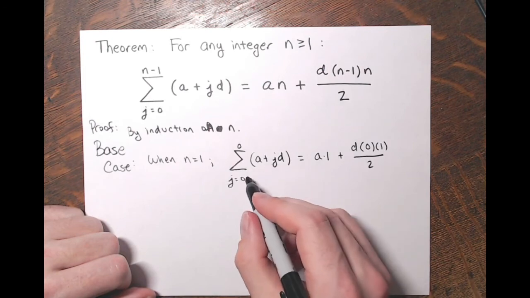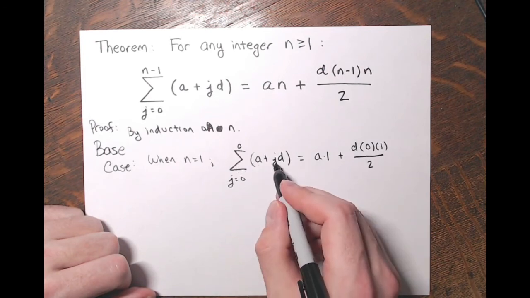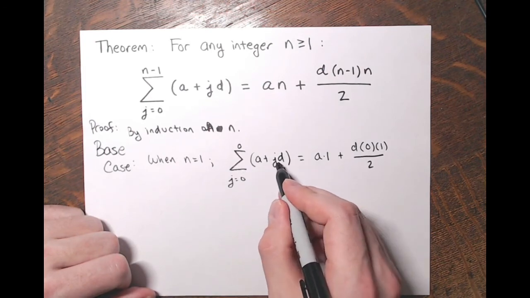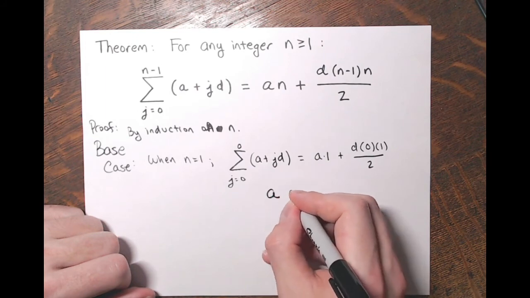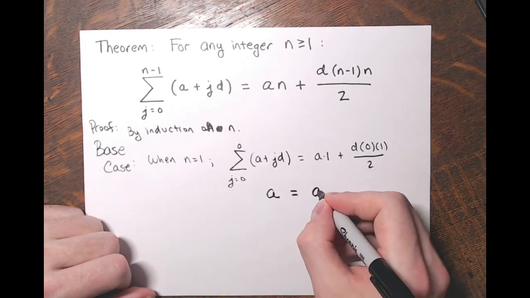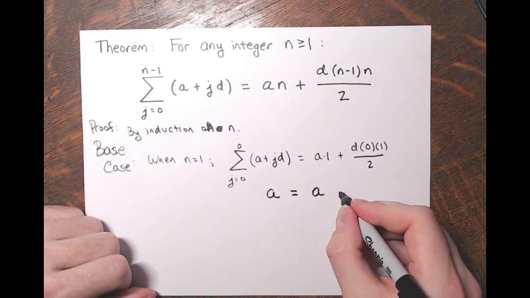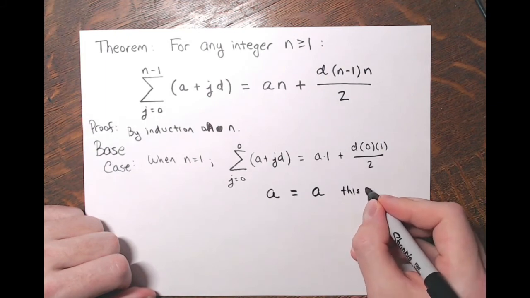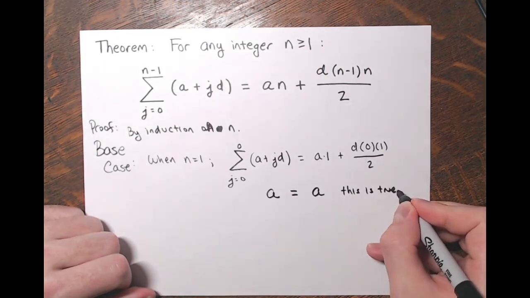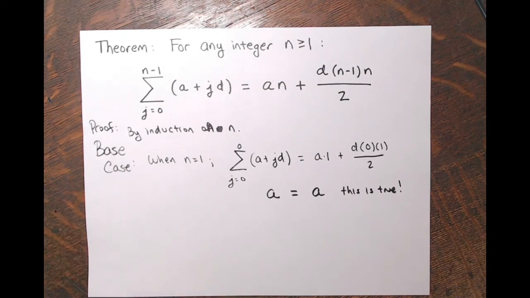Well, what would be over here? From j equals 0 to 0, I just replace j with 0. This would be a plus 0d. That's just a on the left side. You have a times 1, that's a on the right side, plus 0. This is true. Right, so that particular sum is true when we're in the base case, right? We're on the lowest integer there when n equals 1.